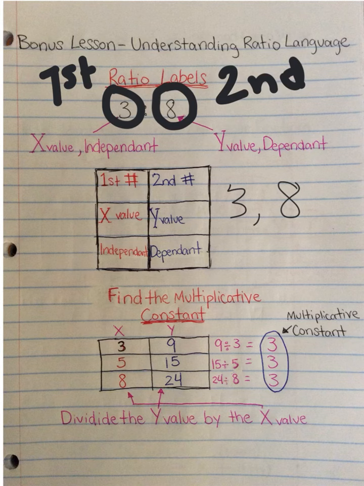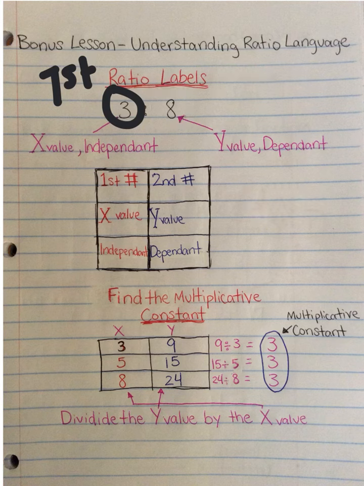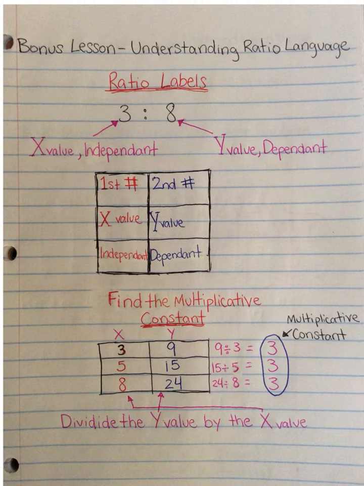So let me get rid of this stuff for you. So that is how I can relabel our ratios. 3 to 8, x value is 3, y value is 8.